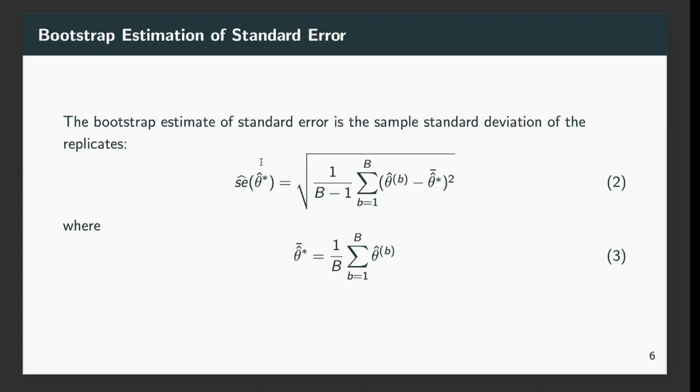So this formula is exactly the same as the sample standard deviation formula, but we just adapt it to the case of the bootstrap replicates instead of using the original data. But if you can see, this is actually very familiar. Think of it from first principles. The standard error of theta hat is the standard deviation of the sampling distribution of theta hat.